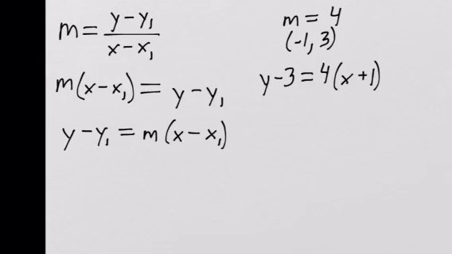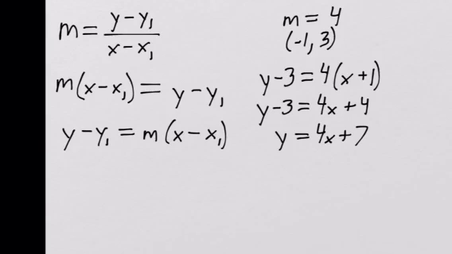So that would be an equation for the line, but we're usually going to want to solve this for y. So the first thing I'll do is distribute the 4. So we have y minus 3 equals 4x plus 4. Then we'll add 3 to both sides and get y equals 4x plus 7.